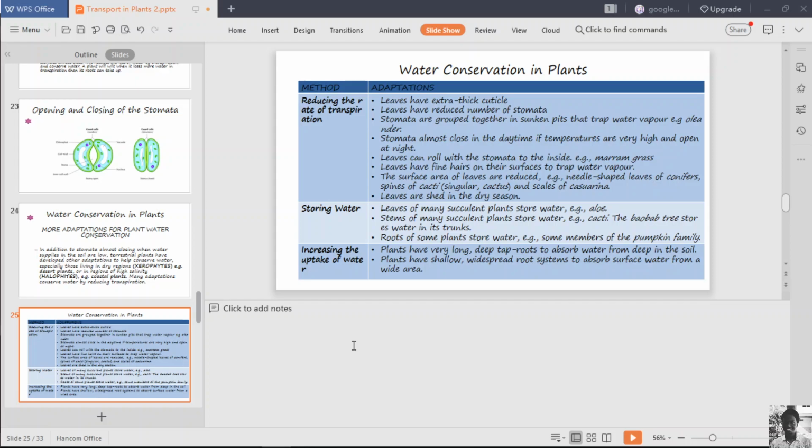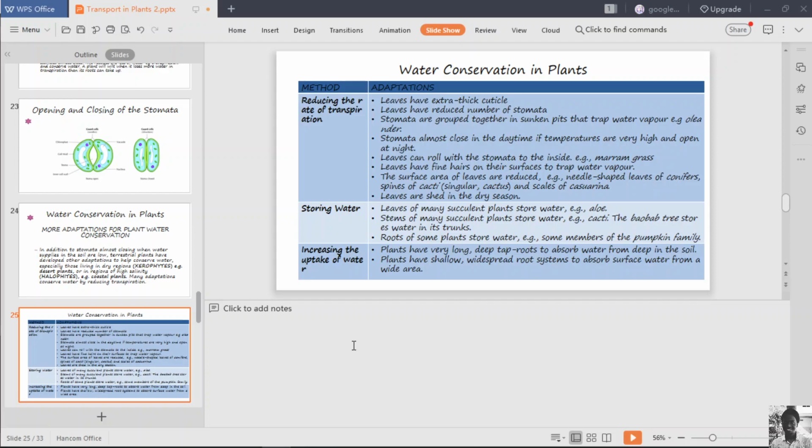Some plants also shed their leaves, or they give off their leaves in the dry season. Most of transpiration occurs through the leaves, so the less leaves a plant has, the lower its rate of transpiration, and the more it is able to conserve water.